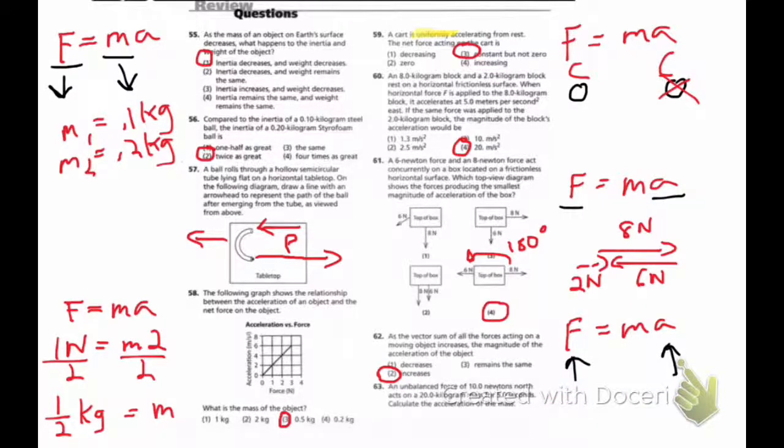Alright, and finally, the last question on this page reads, an unbalanced force of 10 newtons north acts on a 20 kilogram mass for 5 seconds. Calculate the acceleration of the mass. Well, this is a straightforward F equals ma problem, where F equals 10 and m equals 20. Therefore, a is 10 divided by 20, or a half meter per second squared.